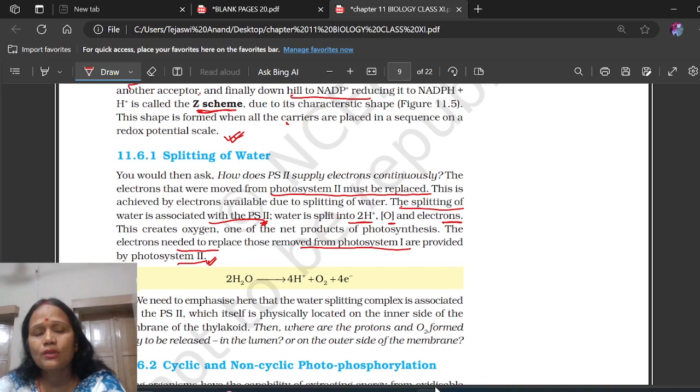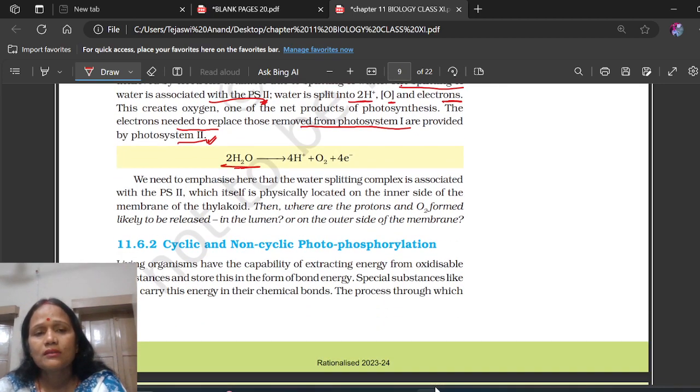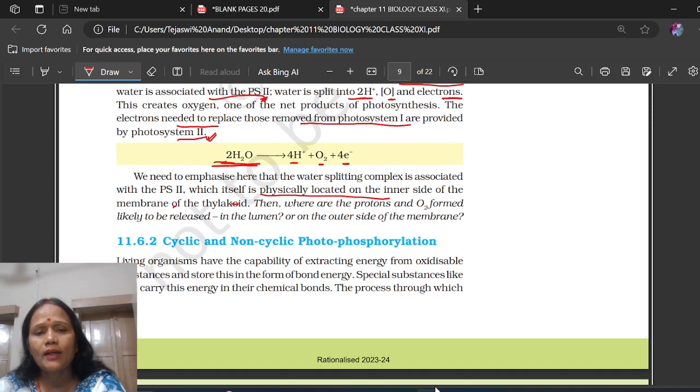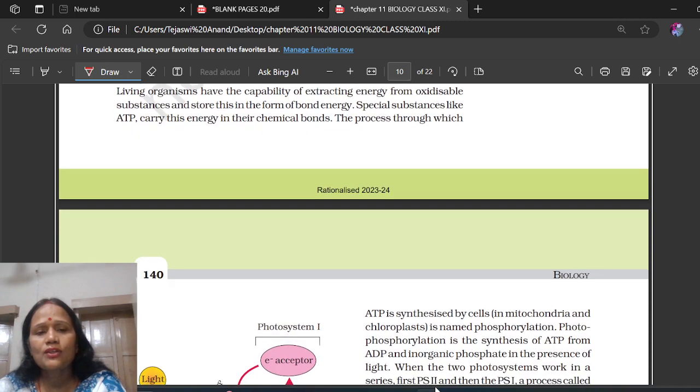The electrons needed to replace. So we understand how water is split into hydrogen, oxygen and electrons. Okay, which itself is physically located on the inner side of the membrane of thylakoid. Then what is cyclic and non-cyclic photophosphorylation?